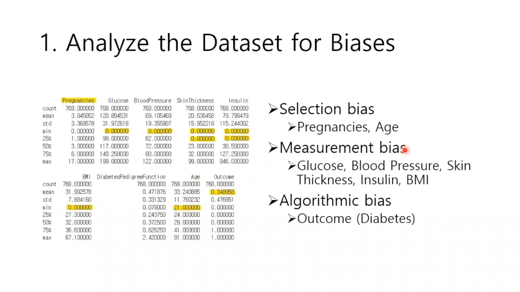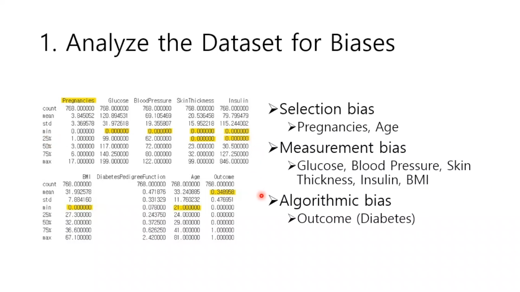The second bias we'd like to address is measurement bias, because glucose, blood pressure, skin thickness, insulin, and BMI all have 0 as their minimum value when it's humanly impossible. When we closely take a look at skin thickness and insulin, their first quartile is also 0, which may indicate missing values rather than actual measurements.